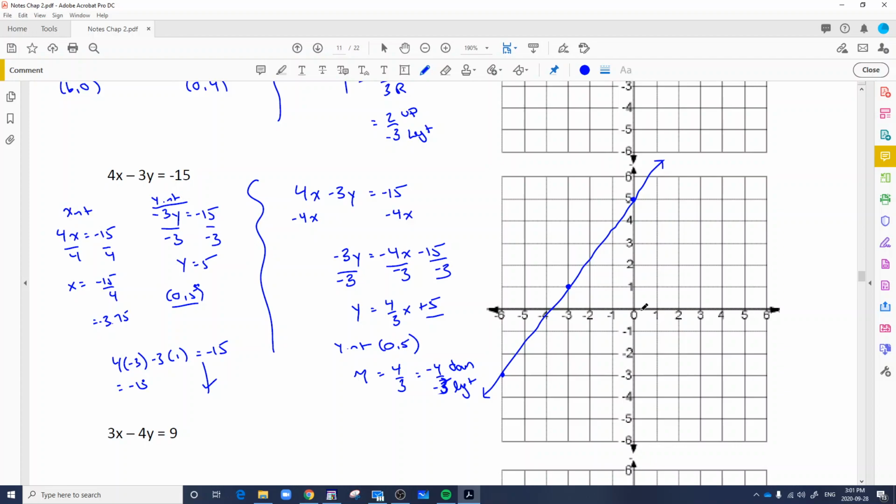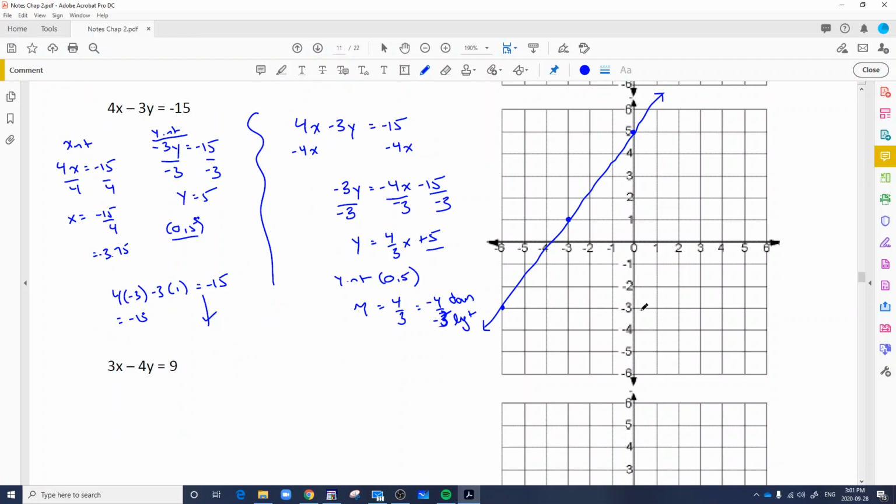So if you're struggling with graphing lines, try to make sure that you're doing it right. Maybe do the x-intercept, y-intercept method. Maybe do y equals mx plus b and then check a point. If you're struggling with these, there's no reason to get these wrong because there's so many ways to check to make sure you're doing it right. Last one here.